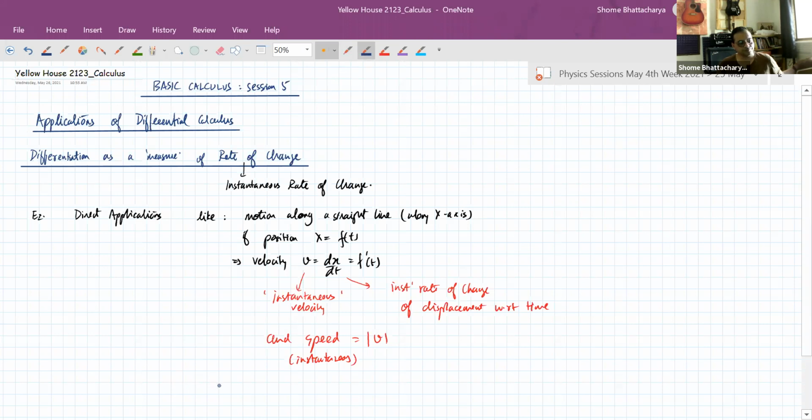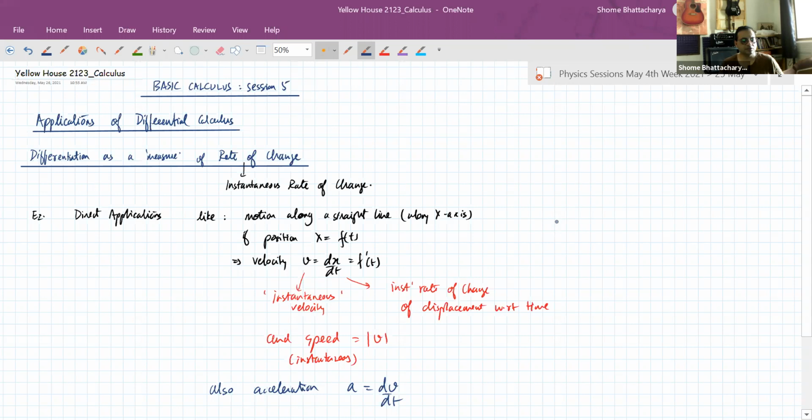Also, acceleration becomes the instantaneous rate of change of velocity with respect to time. So this is an example of the direct application of differentiation as a rate measure or as a measure of the rate of change. Okay.